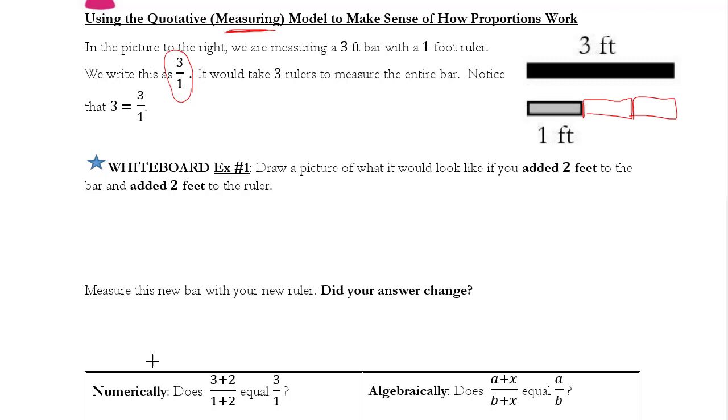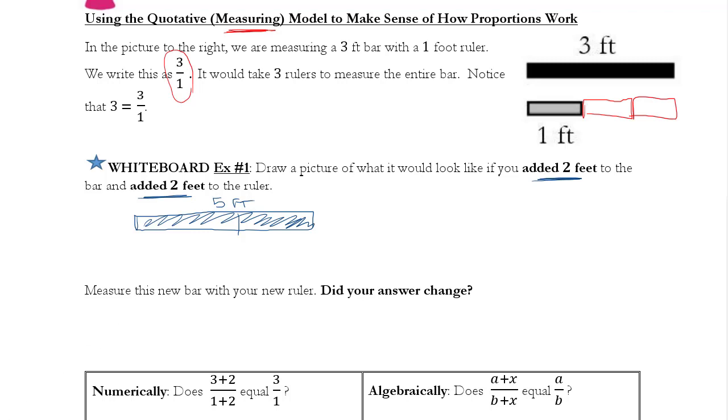So here we're going to take a look at this additive model. We added 2 feet to each of the bar and the ruler. Well, the bar used to be 3 feet. So instead of 3 feet, now it's going to be 3 plus 2, which is 5 feet, right? There's the original 3 feet, let's say, and we just added 2 feet. So this right here is going to be our 5-foot bar.